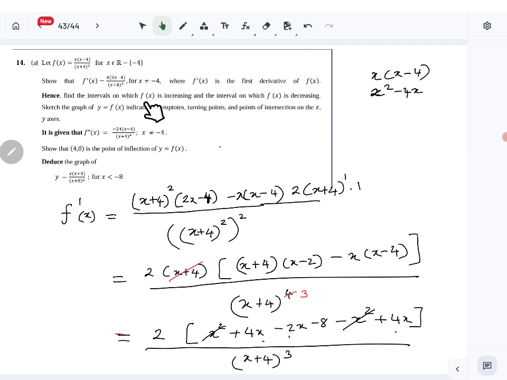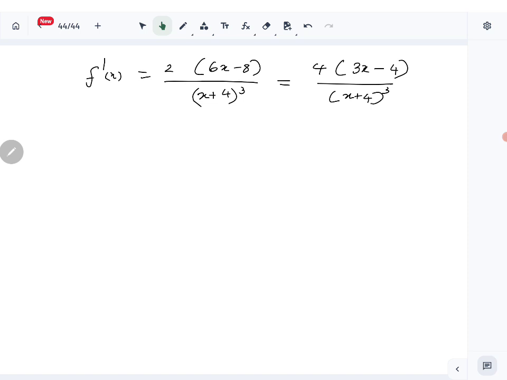Hence find the intervals on which f(x) is increasing and decreasing, right? And sketch the graph indicating asymptotes, turning points, points of intersection with x and y, right? So let's find the increasing decreasing intervals. That depends on the derivative sign. To find the intervals, let's find the points where the derivative is 0 and the derivative does not exist. So those are the critical values or critical numbers.